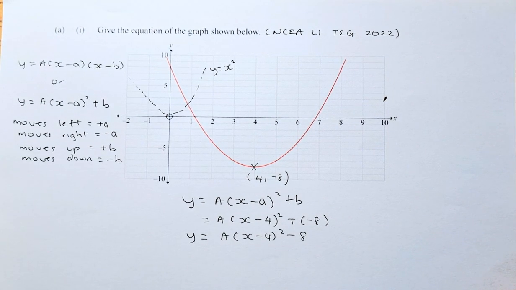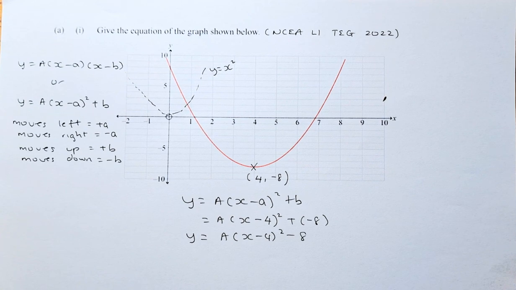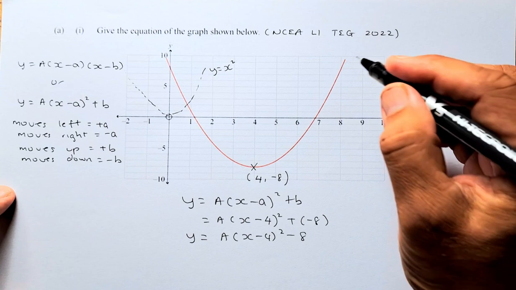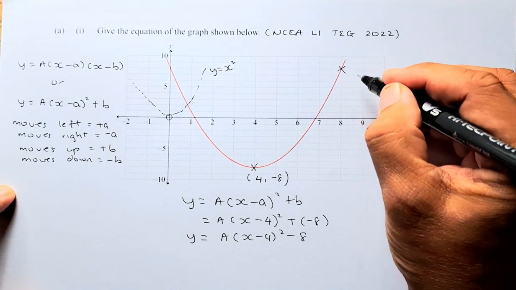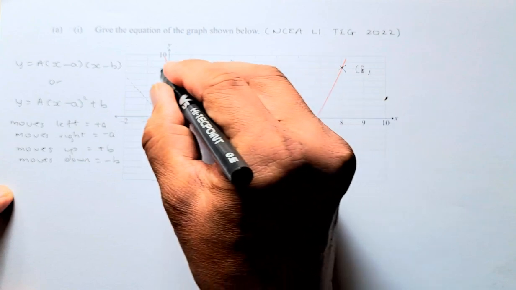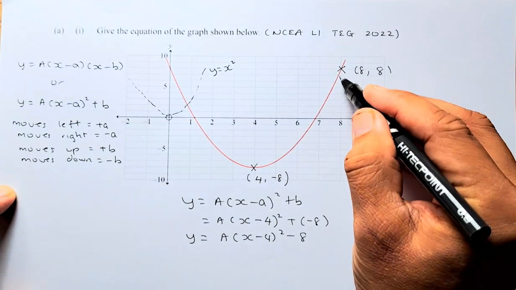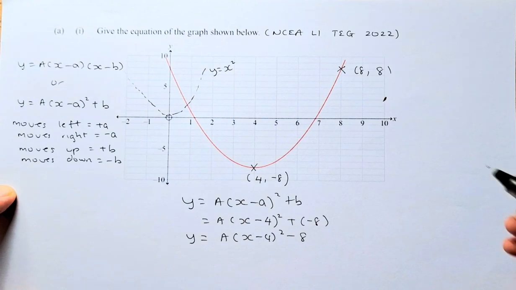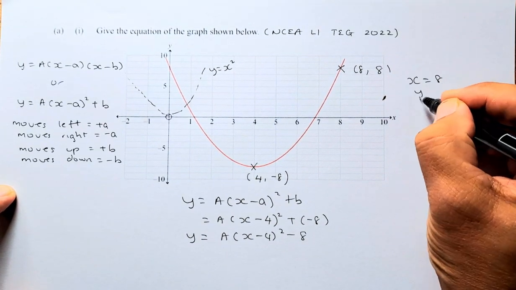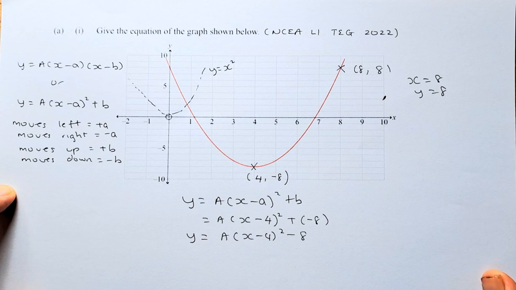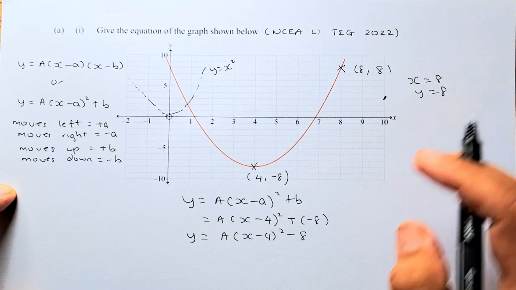Now your job is to find the value of the scale factor, capital A. To do that, we need to find a point on the graph so that we can solve that equation. We can find any point on the graph, but make sure it is a whole number. Maybe this is a good point here. It is (8, 8). So x equals 8 and y equals 8. To solve for the scale factor A, we need to substitute x equals 8, y equals 8 into that equation.